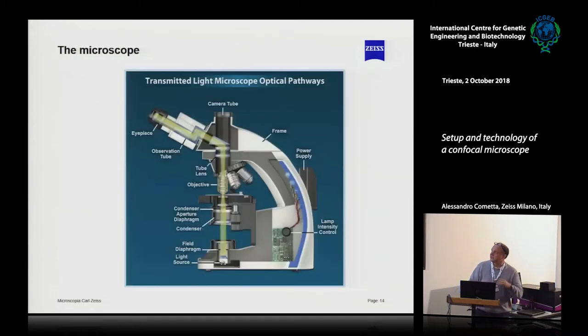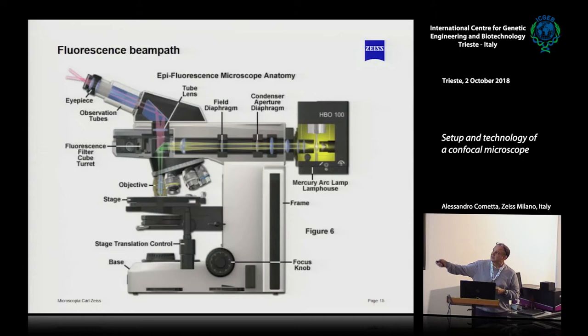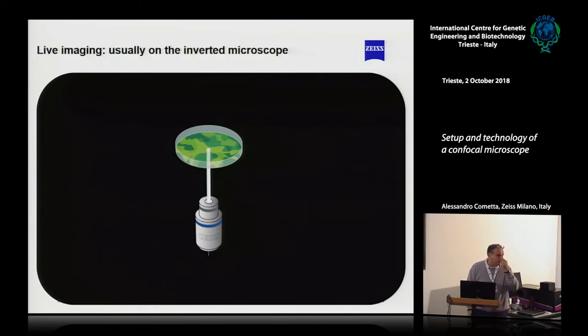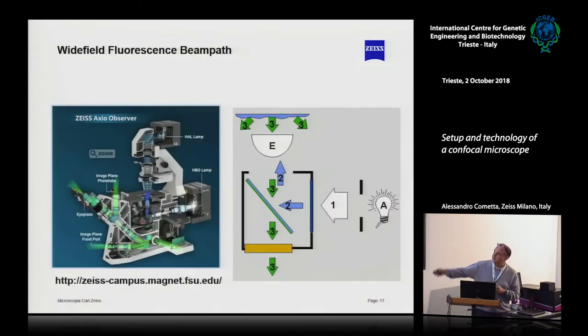This is the scheme of the microscope, the same as before, so just transmitted light. On the fluorescence, the path is completely different, as told by Gabriele, but is on an upright one. Usually, when we are working on live imaging, we are working on cells, and so the objective is not over the sample, but usually is under the sample. So we are working on inverted microscopes. The microscopes you are using in the afternoon are inverted.